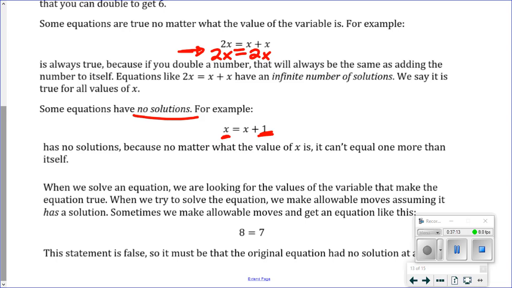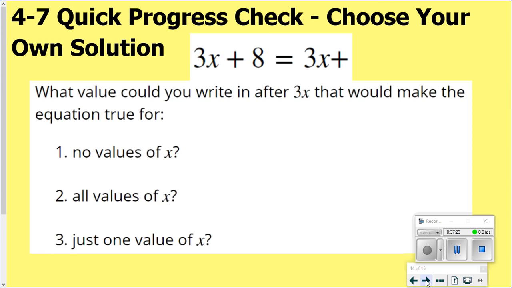Keep this in mind while you are working on your quick progress check for this lesson and your practice problems and problems to come. At this time, please go ahead and complete your quick progress check that you grabbed when you walked in the door today, and make sure to input it into the inbox as soon as you are done with this.